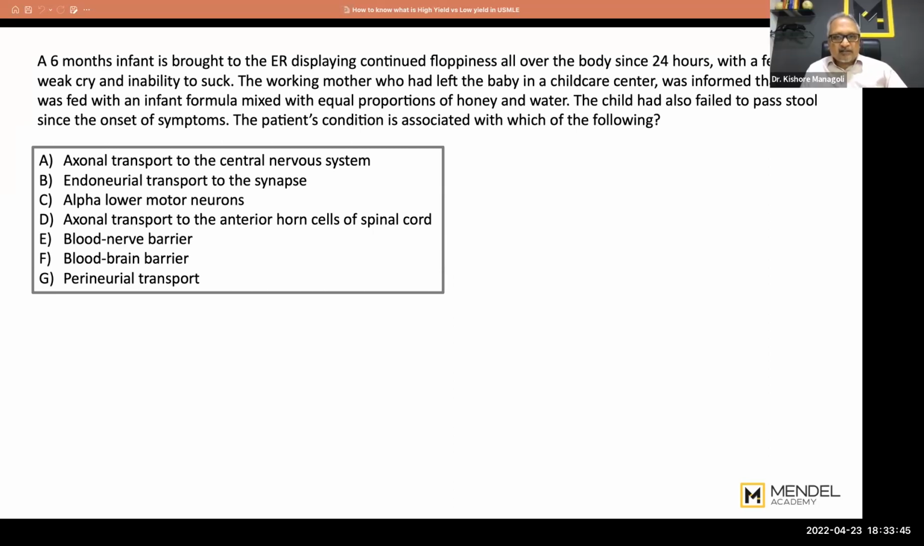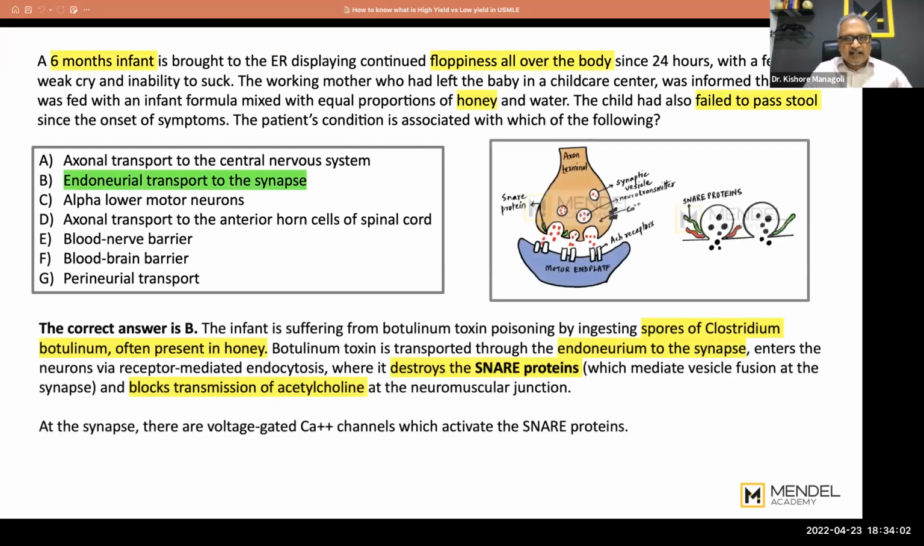They are important, they are high yield, but unless you connect them with the mechanistically relevant stuff, it's not going to be useful to you at all. So let's, without wasting time, go to the answer. I have highlighted the important parts: 6 months, which is an infant, floppiness, honey, failed to pass stool. Again, one of the very important presenting features, constipation. The correct answer is endoneurial transport to the synapse.